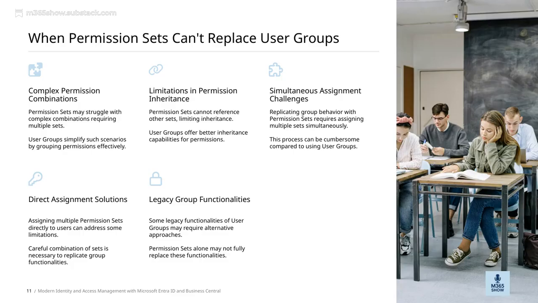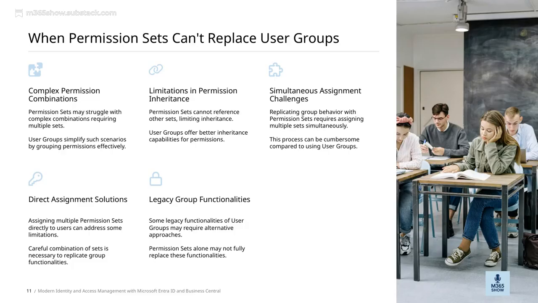While permission sets are quite powerful, some legacy functionalities of user groups require different approaches. For example, assigning multiple permission sets directly to users can help address certain limitations, but it often requires a careful combination of sets to replicate what a user group provides. This process can become quite cumbersome, especially when you need to assign multiple sets simultaneously.